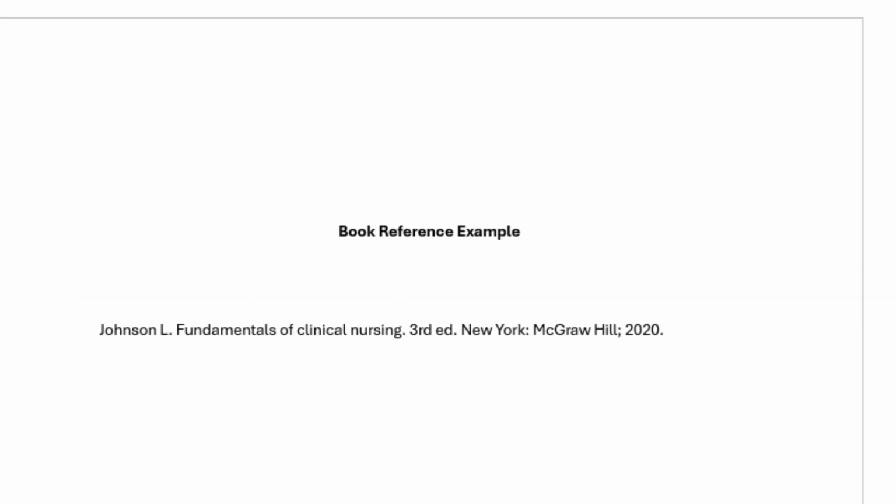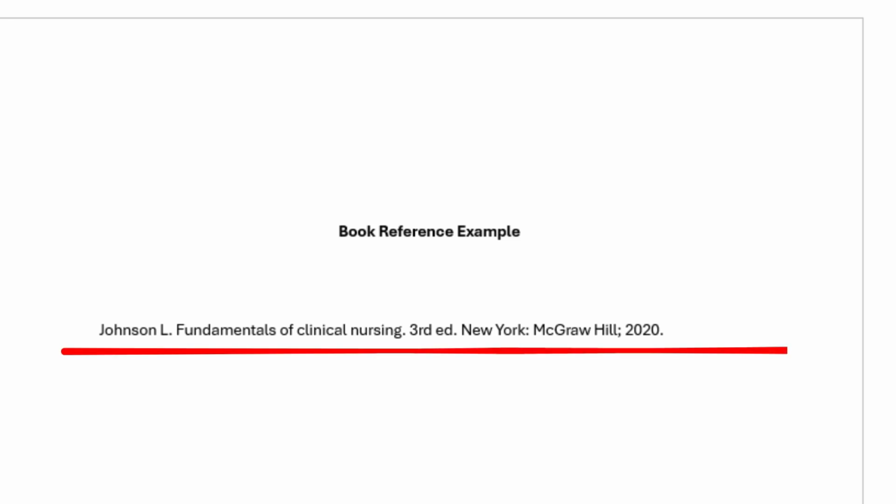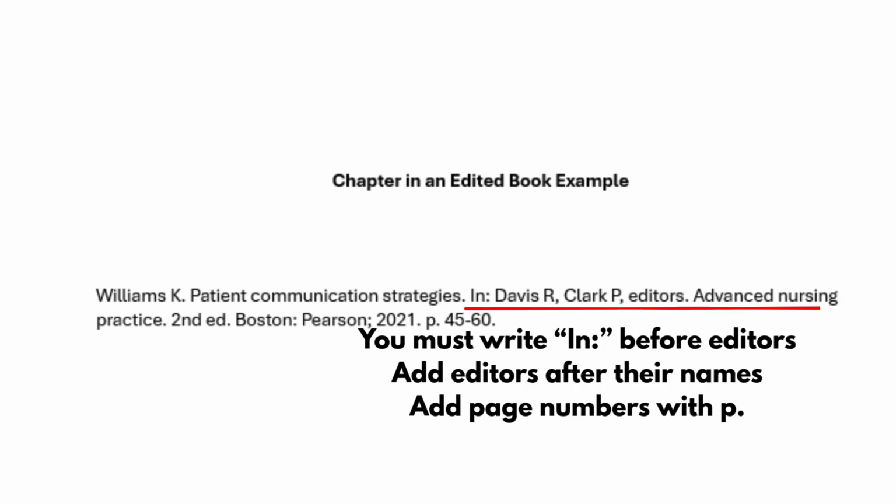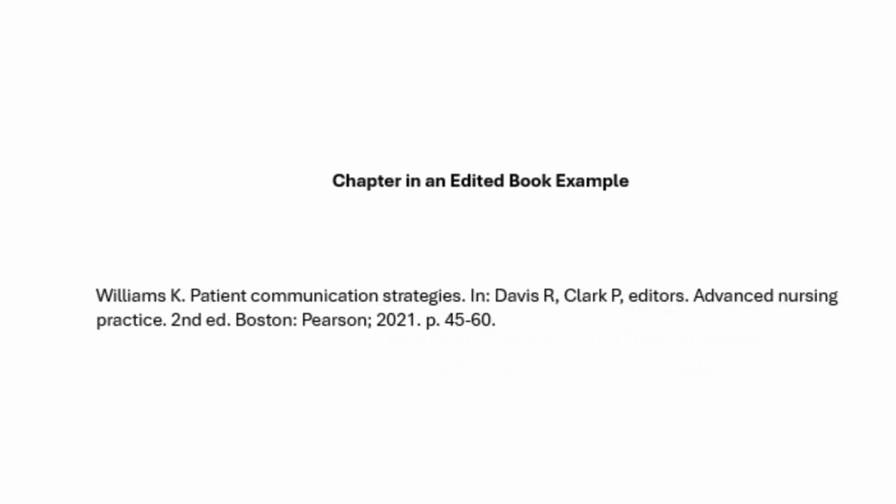Book reference. Now if you are citing a full book, the format changes slightly. First write author name, then book title, then edition, then place name, then publisher, then write year. Chapter in an edited book. If the book has different authors for each chapter, then the format is different. First write chapter author name, then chapter title, then in, editor, then write book title, then place, then publisher name, then year, then page numbers. You must write in before editors, add editors after their names, add page numbers with p.